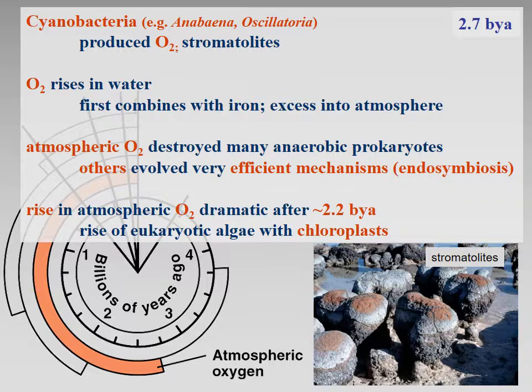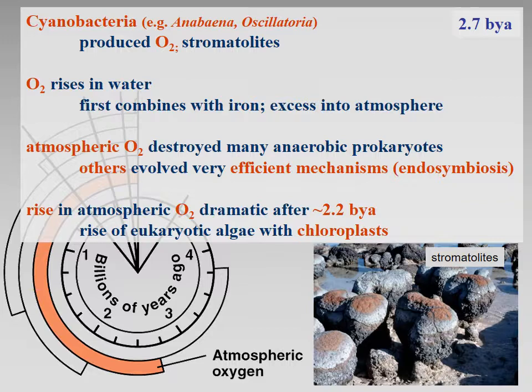Now, the anaerobic prokaryotes didn't like this. This wasn't good for them because they weren't adapted to dealing with oxygen. Remember, oxygen is a horrible oxidizer, and even though it's needed, if you're not adapted to it, it can destroy you very quickly. So a lot of these anaerobic prokaryotes began to die off, although some of them survived in ways that we'll talk about in just a second, using some very efficient strategies, specifically this thing called endosymbiosis.